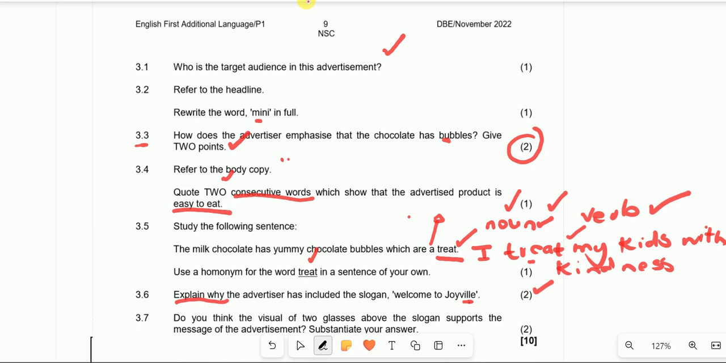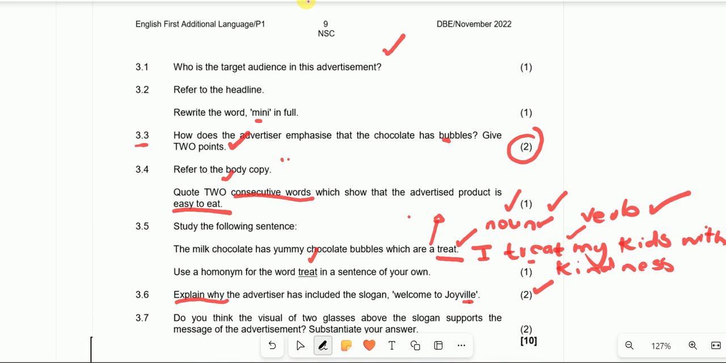Now, you will say the slogan, "Welcome to Joyville," implies that by having the mini bubbly chocolate, one will be in a state of joy or happy. So Joyville is a metaphorical representation of a place that is filled with joy, but it does not mean literally you'll be at that particular place. However, it implies the feeling of happiness or the feeling of joy. So can you hear this is a well-rounded response? Please learn to do that.